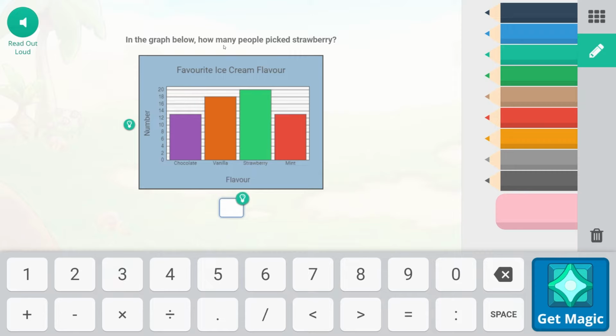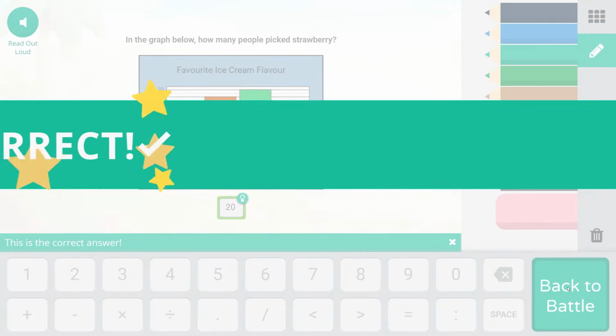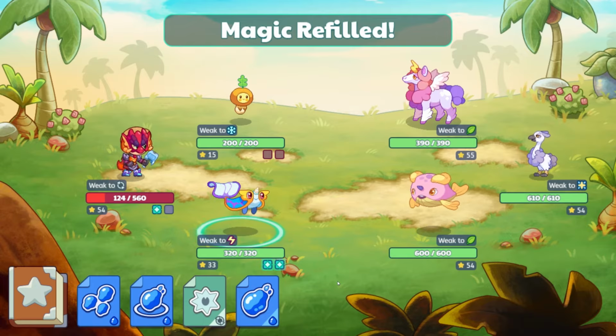So in the graph below, how many people picked strawberry? Strawberry, 20 people picked strawberry. Wow. I think this is kind of more normal. Maybe vanilla and chocolate if you swap them around. Chocolate might be, in my experience, the most popular flavor, but strawberry is definitely a big one.